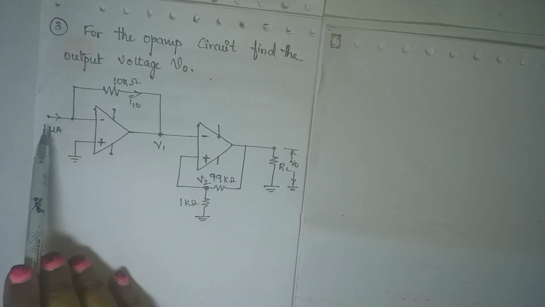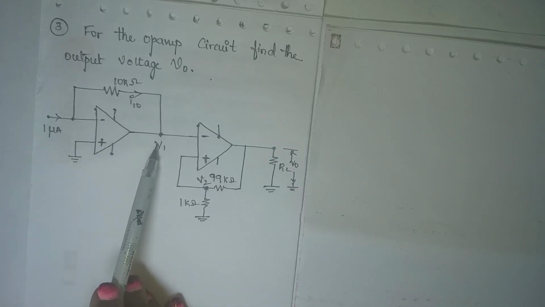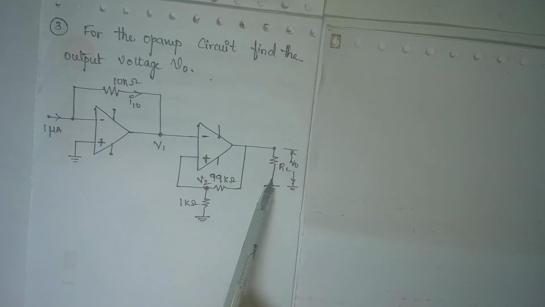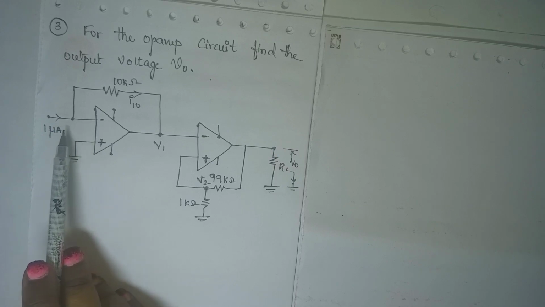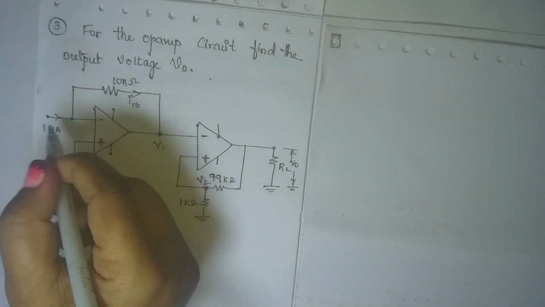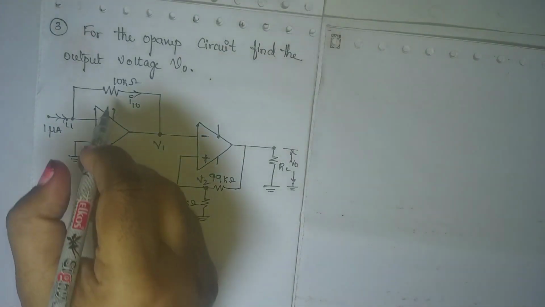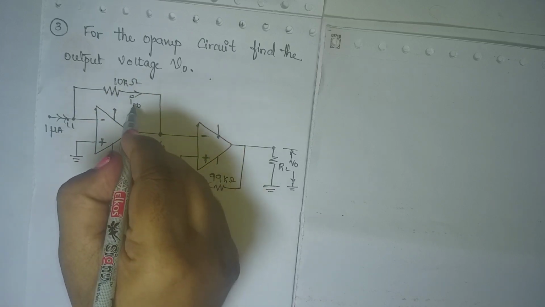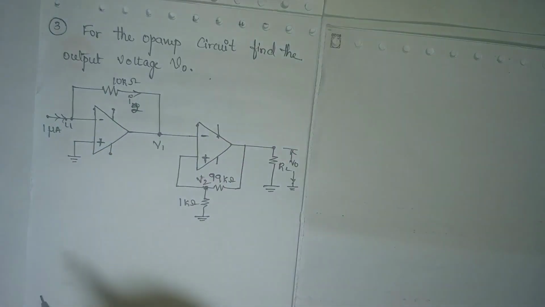In this amplifier you are giving a current of 1 microamp and you are taking V1. This V1 is the input for the second stage and you are taking the output across RL. Now when 1 microamp is given here, I'll take this as I1. And the current flowing towards 10K I'll take as I2.